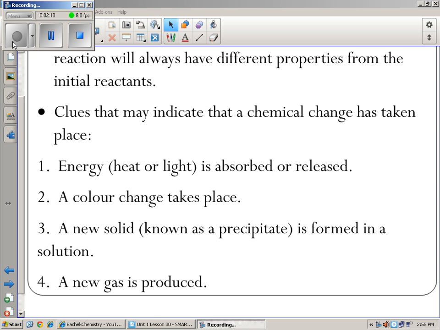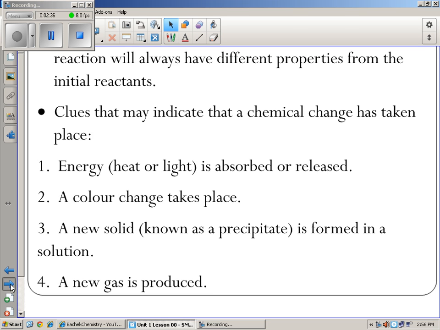In some cases, when you burn stuff, of course, combustion reactions, you're producing heat. You're going to get some heat out of that, so it's an exothermic reaction. So it is released in that case. We'll talk about endo and exothermic later on. Color change takes place. A new solid known as a precipitate will be formed, and of course a new gas is produced. And in a solution, gases, you're going to see them in the form of bubbles, of course. So we'll see that throughout the course of this year here.